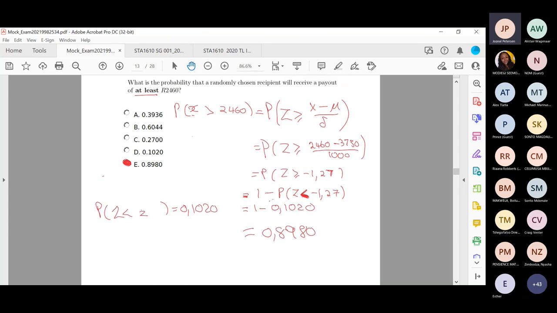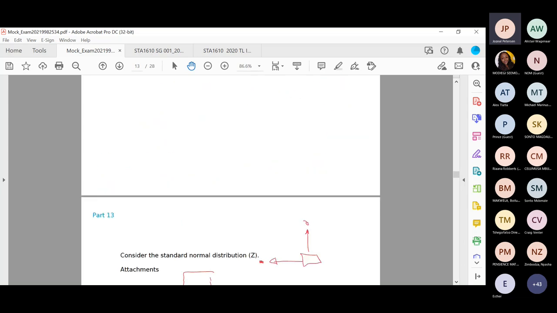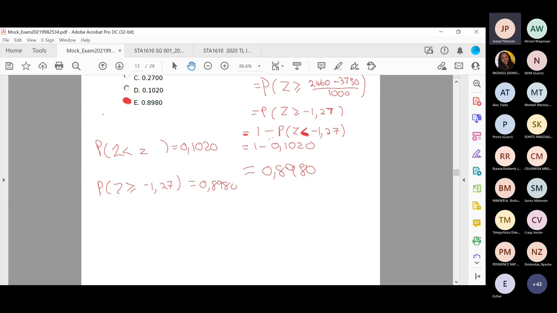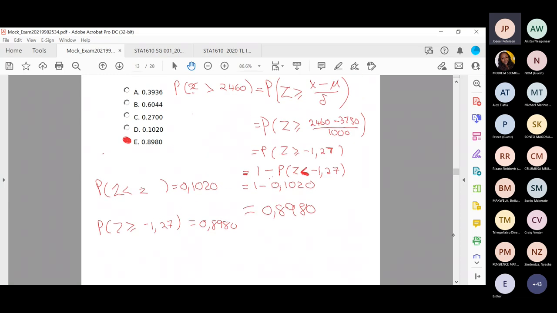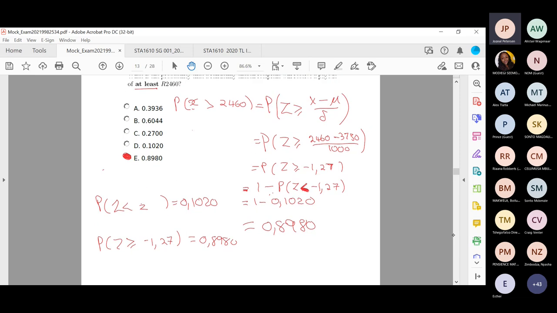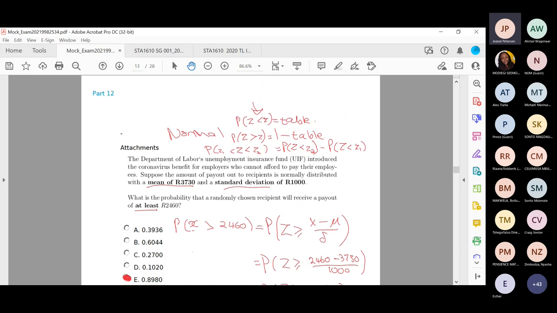So in this instance, where the probability of Z is greater than or equal to minus 1.27, that probability is 0.8980. But in order for us to find this probability, we actually had to find the probability of less than that. So you just need to make sure that you know how to apply all these rules when you're working with normal distribution probabilities: how to move back and forth, from getting an answer of a probability by using the sign to using the table and so forth.